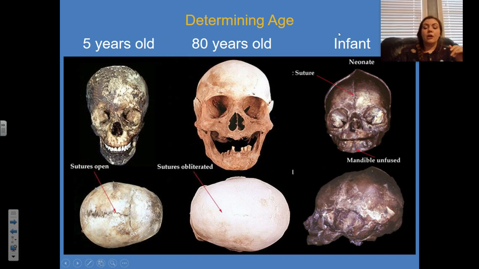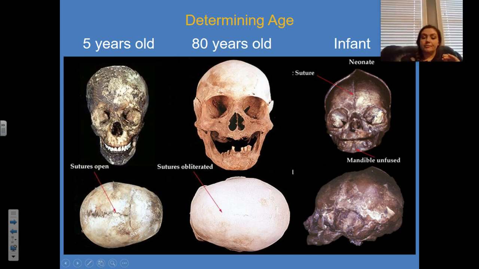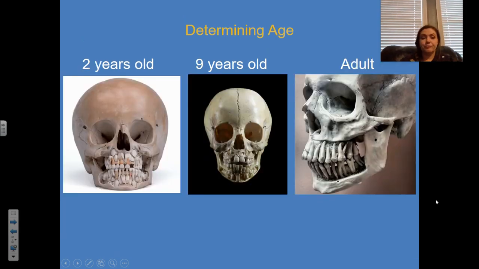So determining age, we have 5 years old, 8 years old, infant. For this 5 years old, you can see that the suture is fully intact. This suture's here. For this 80 years old, you can barely see it, right? For the infant, it even has sutures in the front that are open, has sutures in the sides, so a lot more sutures in the skull. 2 years old, 9 years old, adult. So this one should have a line right down the middle, but you can see that discoloration. It's because it's been plastered, kind of remodeled.